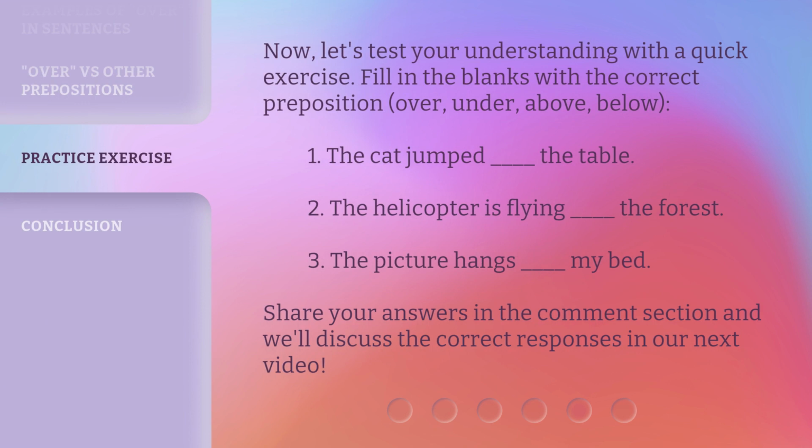Now, let's test your understanding with a quick exercise. Fill in the blanks with the correct preposition: over, under, above, below. 1. The cat jumped the table. 2. The helicopter is flying the forest. 3. The picture hangs my bed. Share your answers in the comments section and we'll discuss the correct responses in our next video.